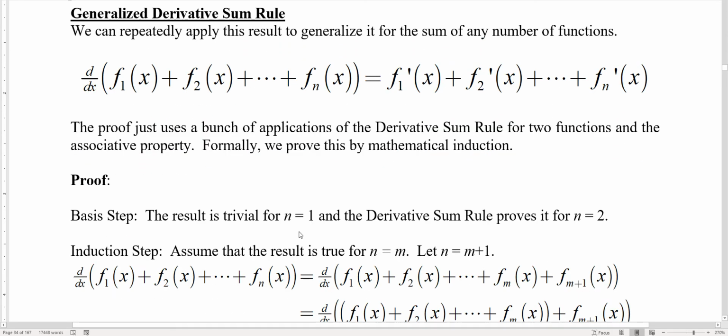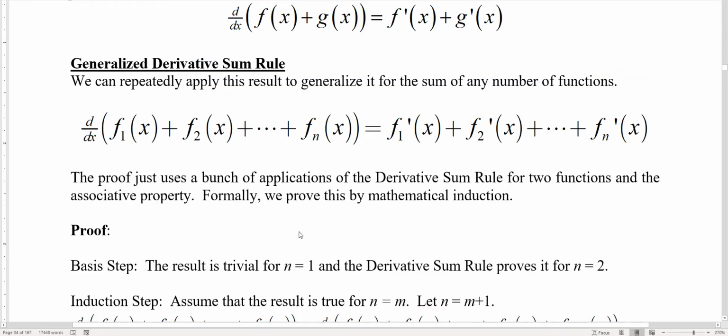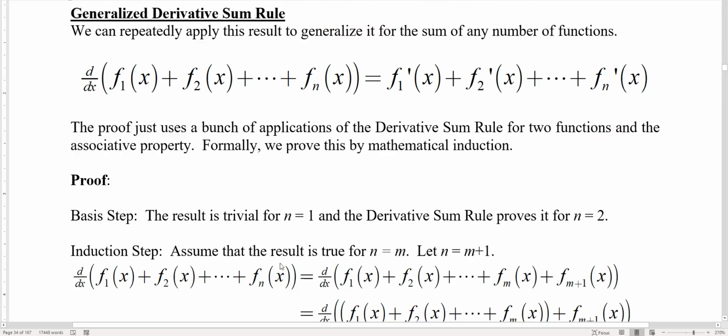Formally, to do this proof, we'll use what's called mathematical induction. The basis step is trivial for n equals 1. The derivative of one function is the derivative of that function. And the sum rule that we have up here already proves that it works for n equals 2. The induction step says, let's suppose this is true for n equals some number m, and then let n equal m plus 1.